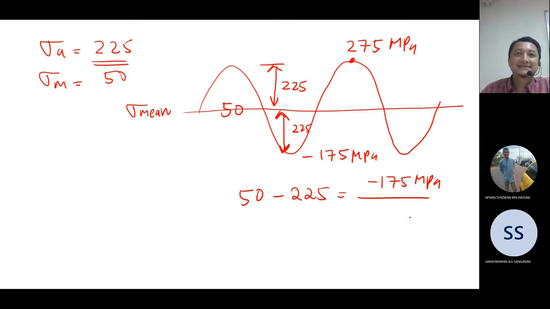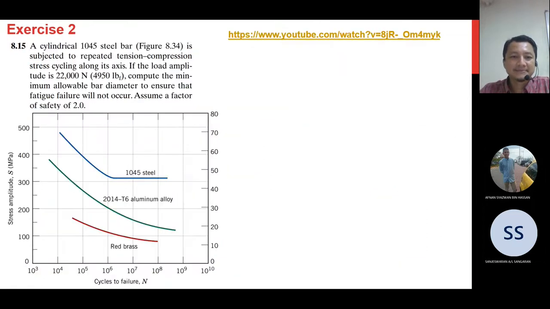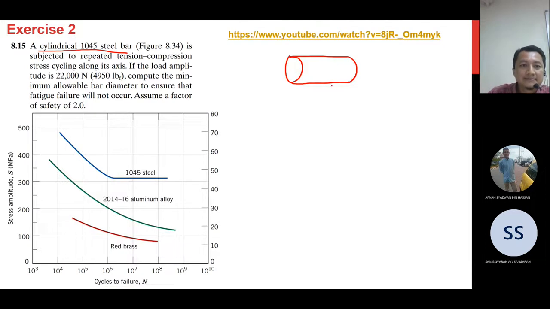Okay, so this one easier lah. Just baca aja, tambah-tambah atau tolak. Now let's look at this. We have a cylindrical steel bar. Okay, cylinder. Undergoing repeated tension compression. Maksudnya dia tarik dan dia tolak lah. So ini cyclic loading lah. Berapa dia punya force? 22,000. 22 kilonewton.